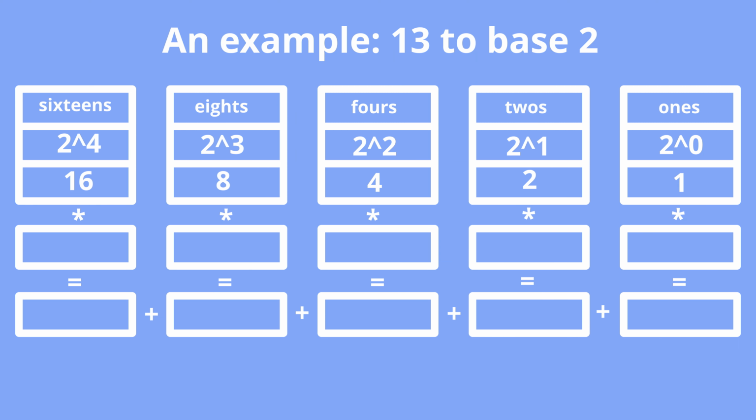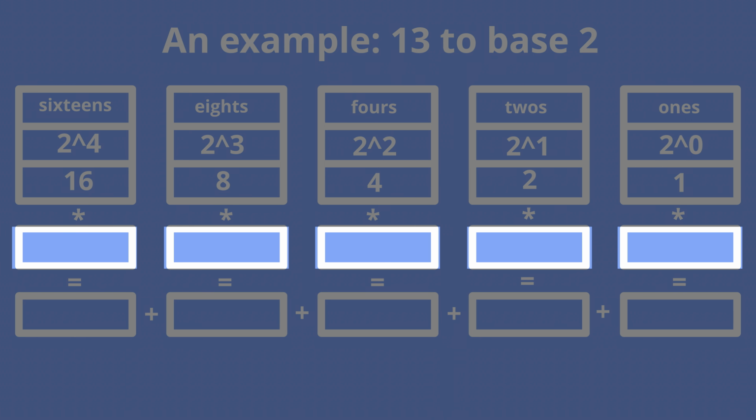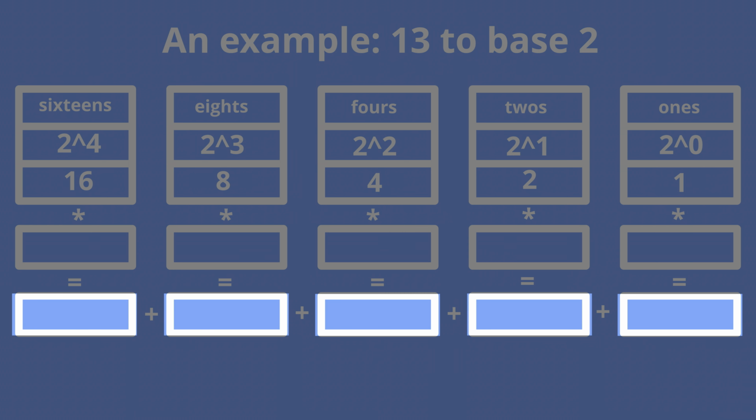Now let's, for example, convert the number 13 from the base 10 number system to the base 2 number system. To do this, we need to fill with digits 0 and 1 these positions in such a way that the sum of these positions will give us 13.